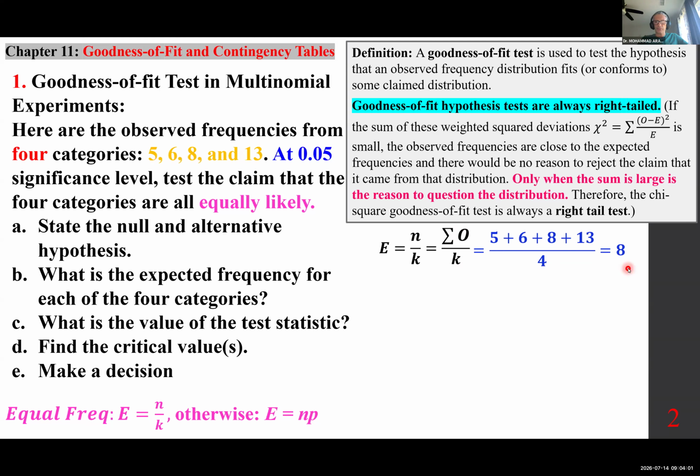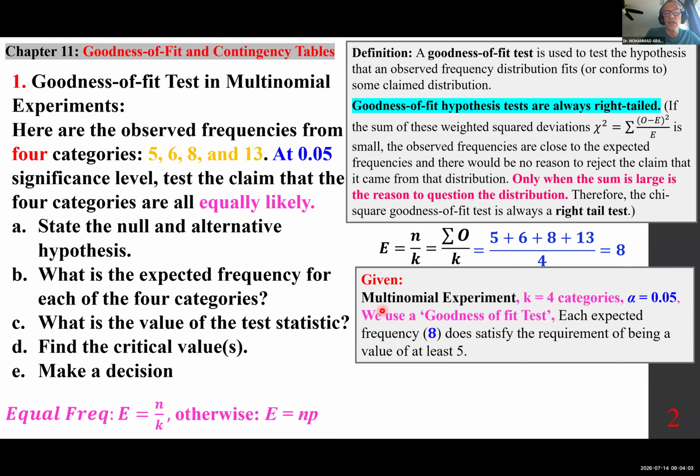So given it's a multinomial experiment because K equals 4 categories, 1, 2, 3, 4. Alpha is 0.05, use a goodness of fit test. Each expected frequency is 8, thus satisfying the requirement of being a value at least 5. It's important for this to be larger than 5.